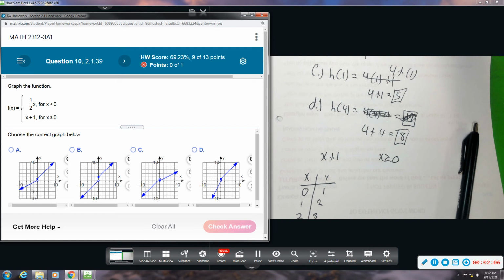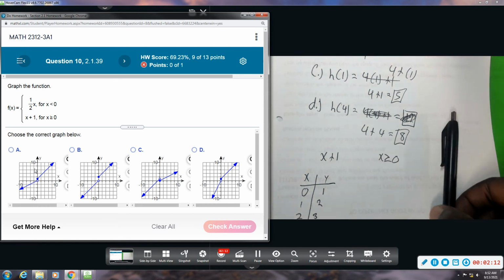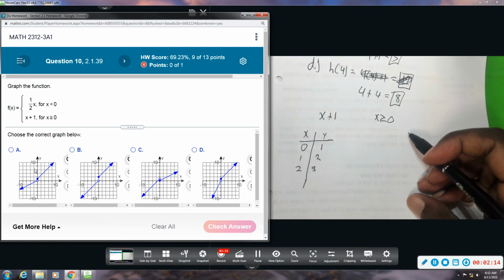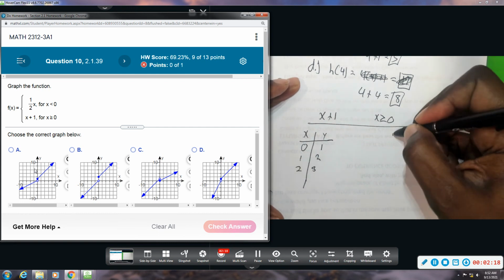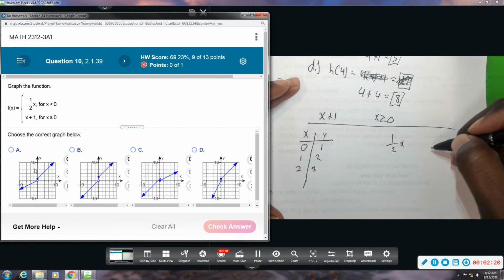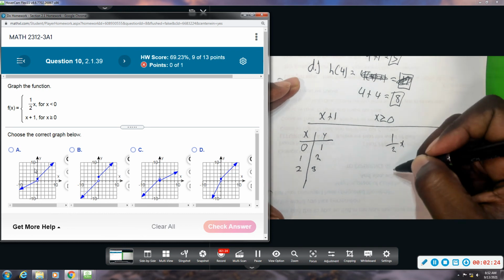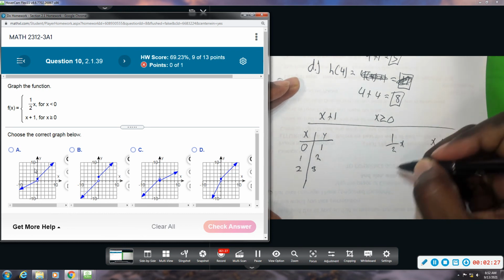And then the other part that we need to look at is the second equation. So let's check some points out for that one. We're going to use 1/2 x. And this only works for x is less than 0. So I'm going to use even numbers because I'm going to be dividing them by 2.